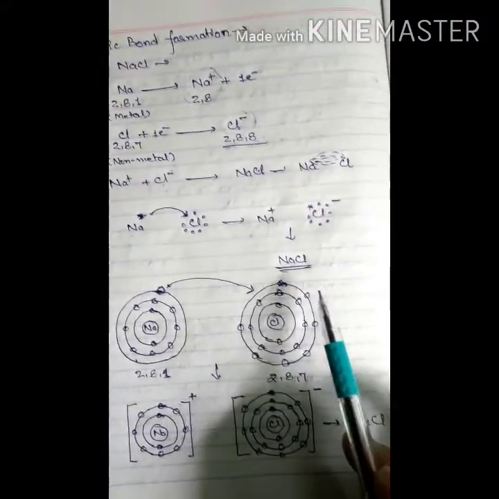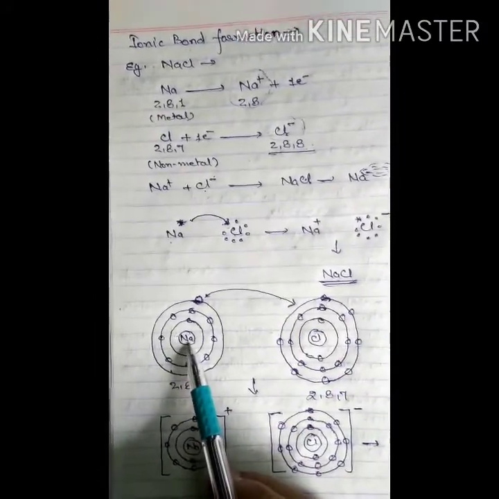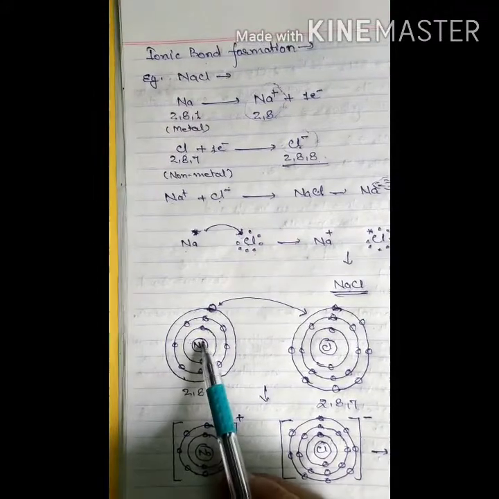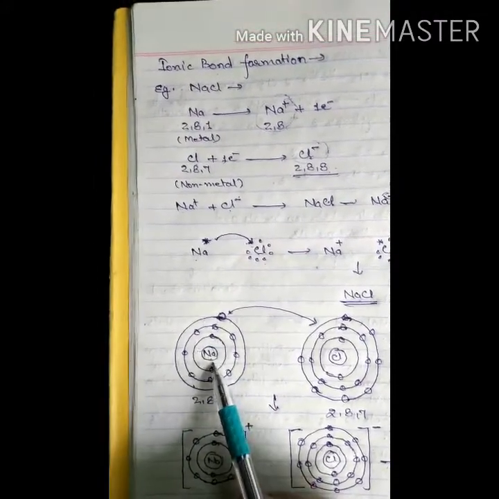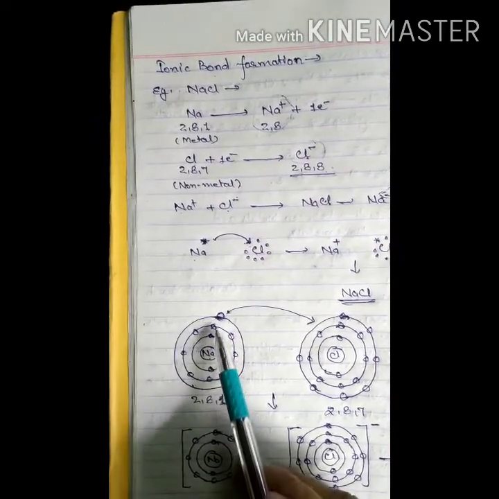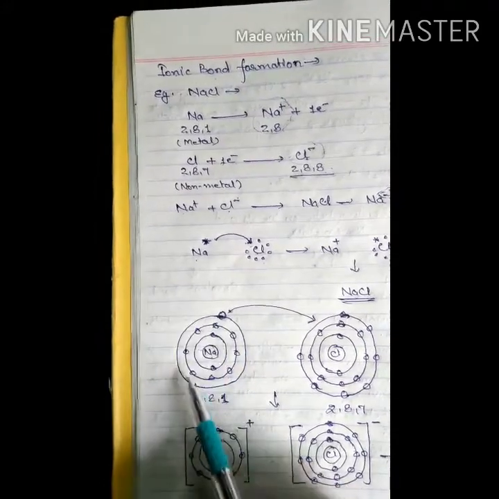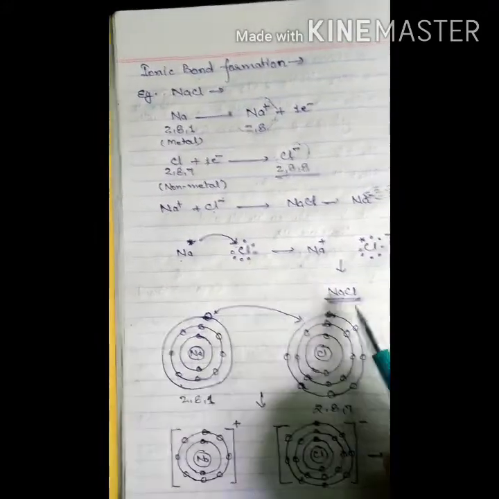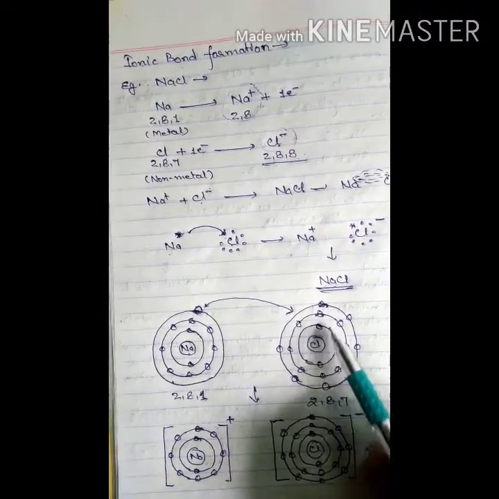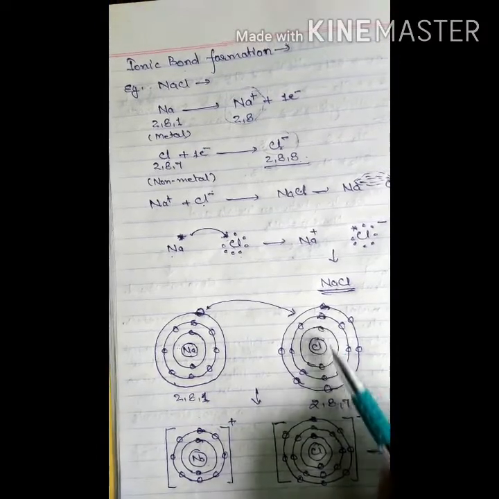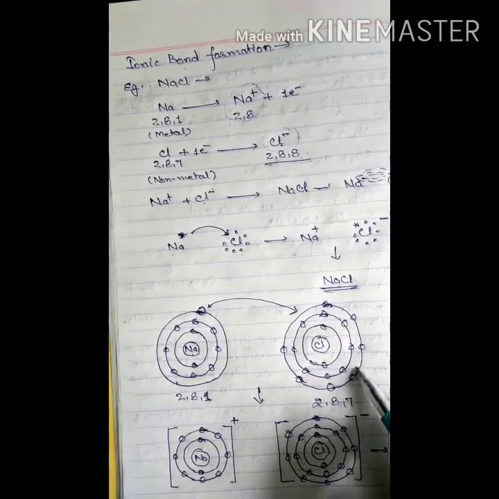This can also be represented by the atomic model structure. Na, this is the nucleus having 3 shells, 1, 2 and 3. 2 electrons in its first shell, that is the K, 8 electrons in its second shell, that is the L, and 1 electron in its third shell, that is the M. On the other hand, Cl, it is the nucleus, 2 electrons in first shell, 8 electrons in second shell and 7 electrons in its third shell.